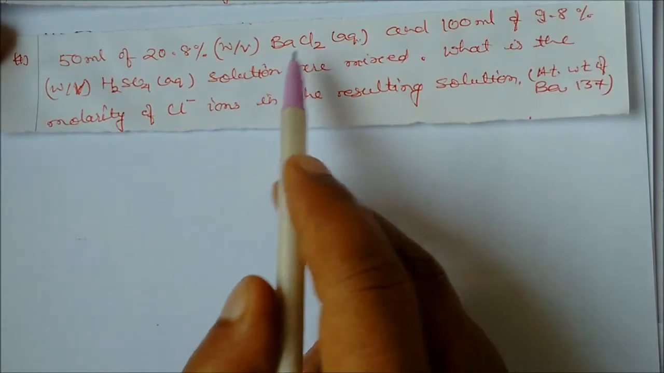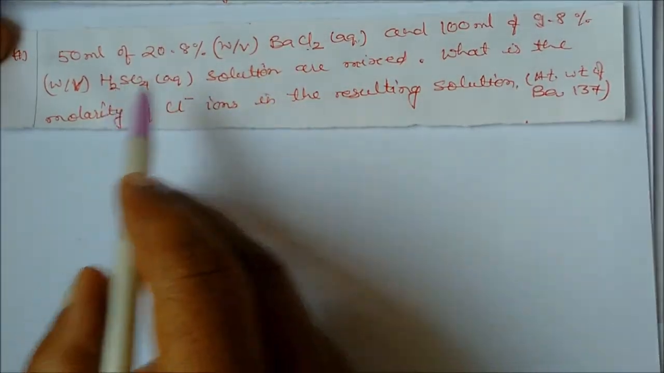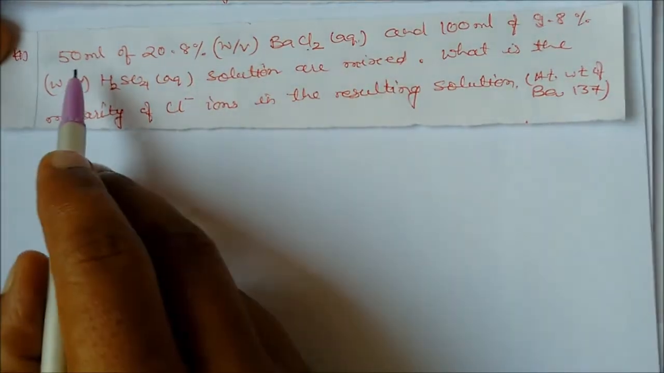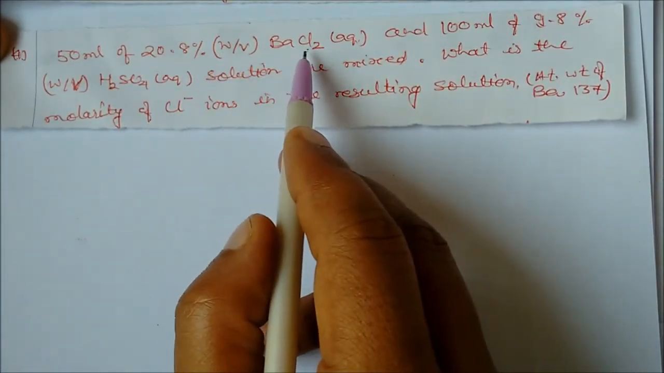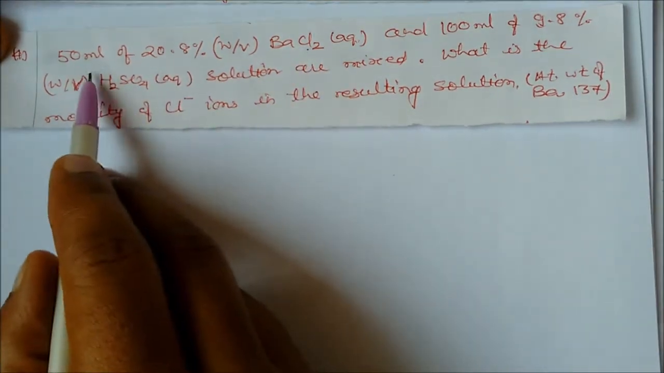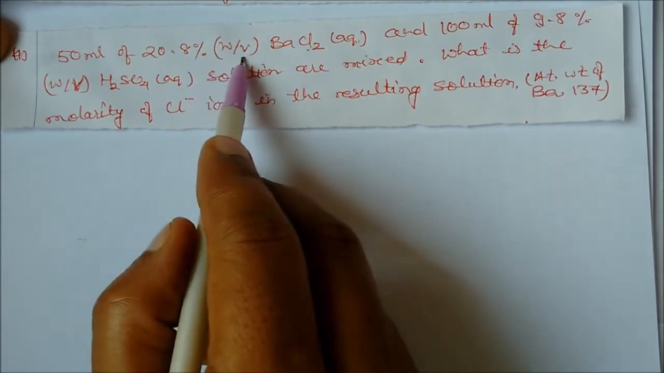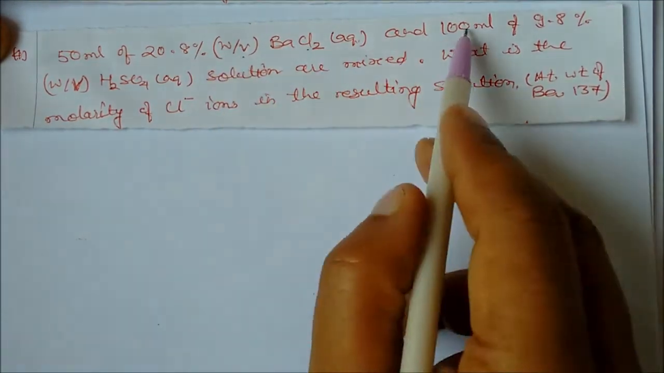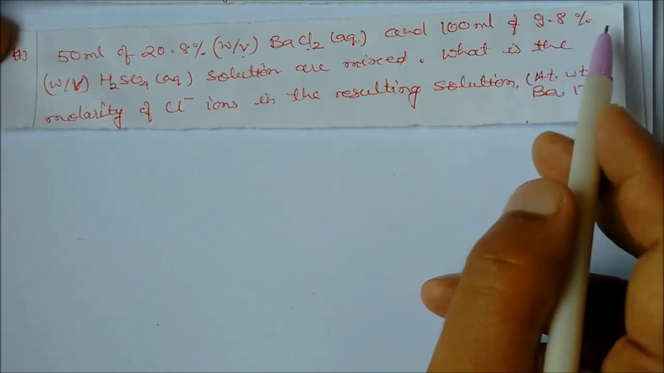So again we have two solutions, BaCl2 and H2SO4. They have given 20.8% W by V barium chloride. This means we take 50 ml, and in 100 ml volume there is 20.8 grams. This is weight by volume. And for H2SO4, it is 9.8 grams per 100 ml of solution.